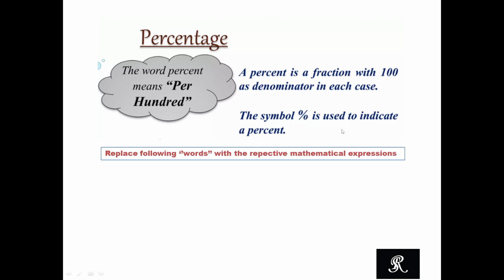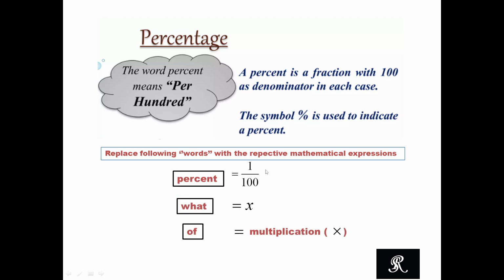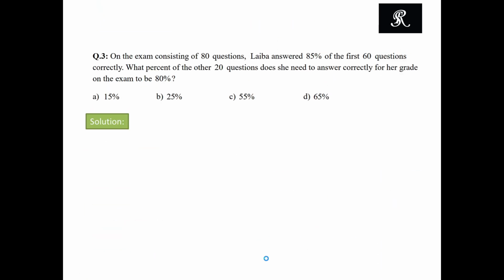And to solve the percentage word problem, you will need to make a few strategic replacements. And what will those replacements be? You need to replace "percent," "what," "of," and "is" with mathematical expressions. Replace percent with 1 upon 100, what with x, of with a multiplication sign, and is with an equal sign. With the help of these replacements and the given information, we will try to solve a word percentage problem. In your mid-exam, there was a third problem.